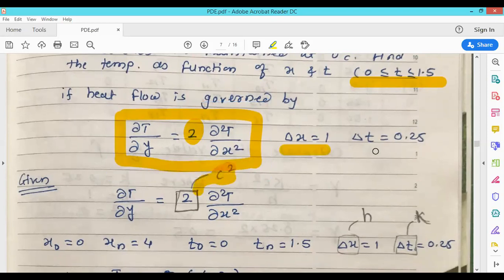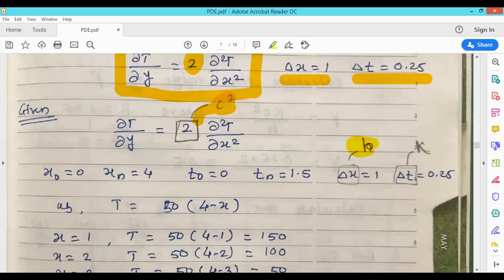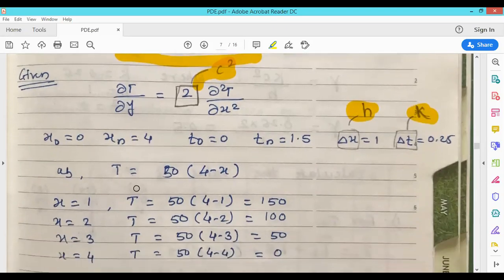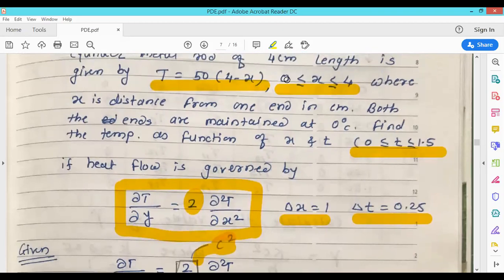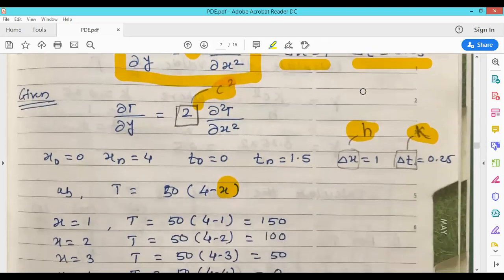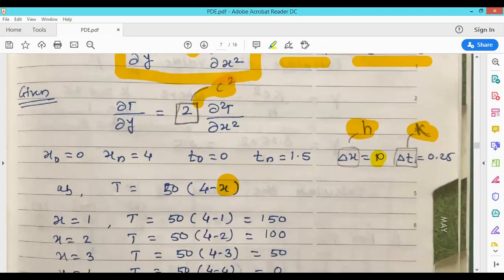Delta x is equal to 1 and delta t is 0.25. Delta x means the h value, and delta t is nothing but the k value that I have to write down here. So this is the function in terms of temperature, which is equal to 50 for minus x. In terms of x, we have to put the value of x, which starts from 1 to 4, that is 0, 1, 2, 3, 4. So these are the values of x. We have to put it where h is equal to 1.